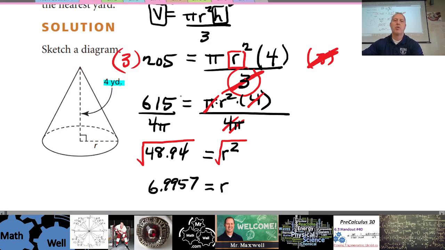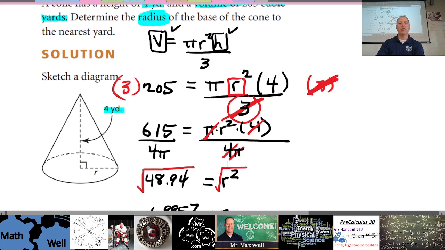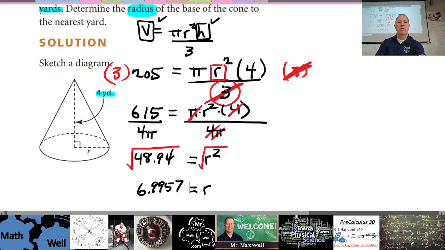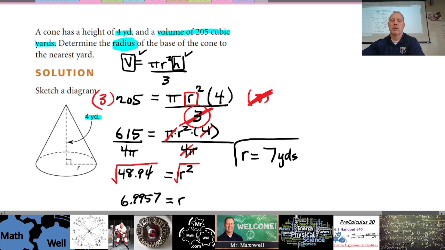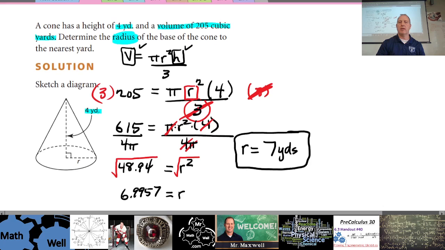6.9957, and I'm going to be rounding this anyways. To the nearest, what does it say? To the nearest yard, okay? So we're looking for one single length dimension, so it's to the nearest yard. So 6.99 goes to 7. So r is 7. My units are yards. Okay, so check that out. Does everybody agree with that?